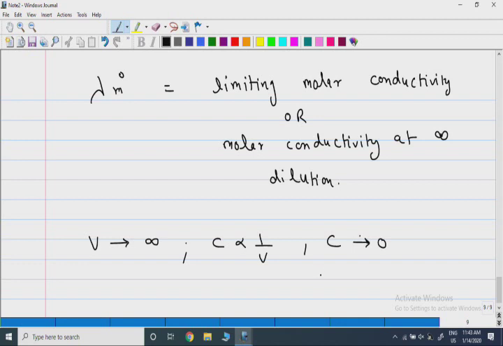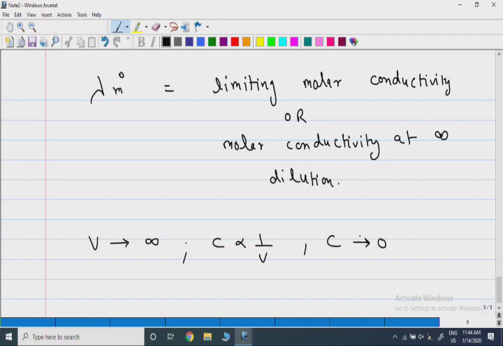Means concentration will be what? Approximately 0. How is it 0? We have learned that concentration is nothing but the amount of solute in the solution. Think about it. If we are making the volume infinite, then with respect to the volume, the quantity of the solute will be negligible. If the quantity of solute is negligible, then concentration is almost negligible. That's why we are saying the concentration tends to 0. Tends to means it is approaching 0.